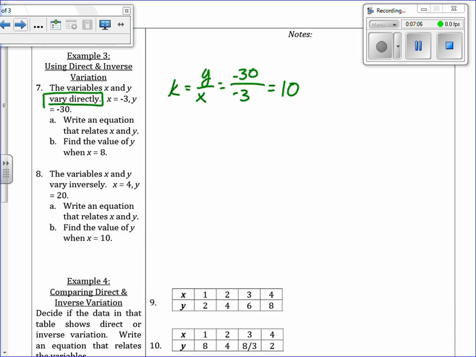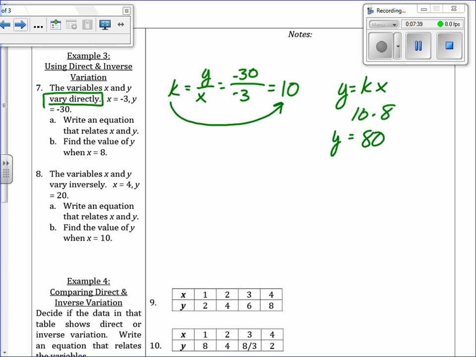And then we can go back, now that we found out what k is, we're saying k is 10, now we can find the value of y when x is 8. So now I'm going to go back and say y equals kx, and that's going to be 10 times 8. And so when x is 8, y is going to be 80.